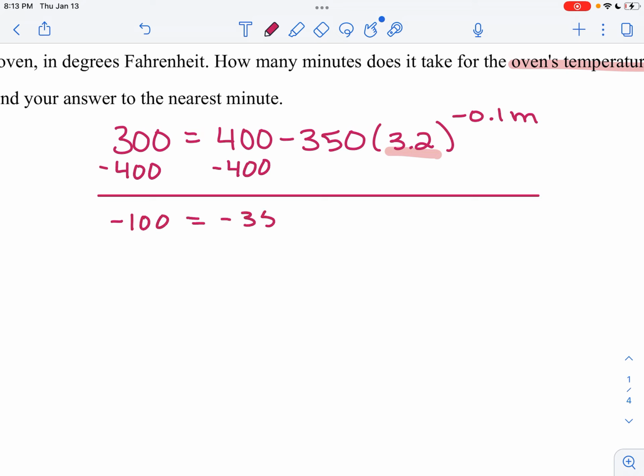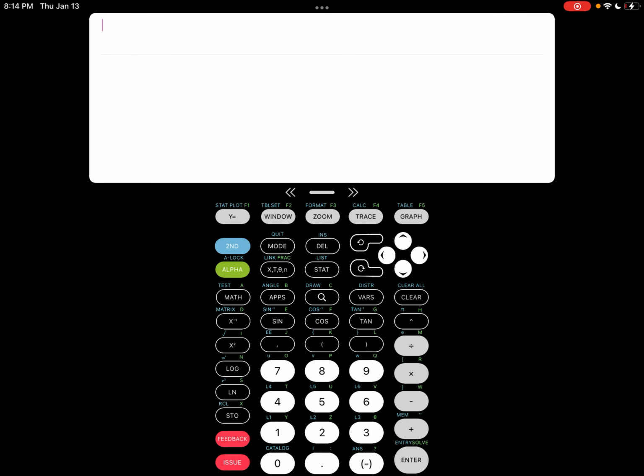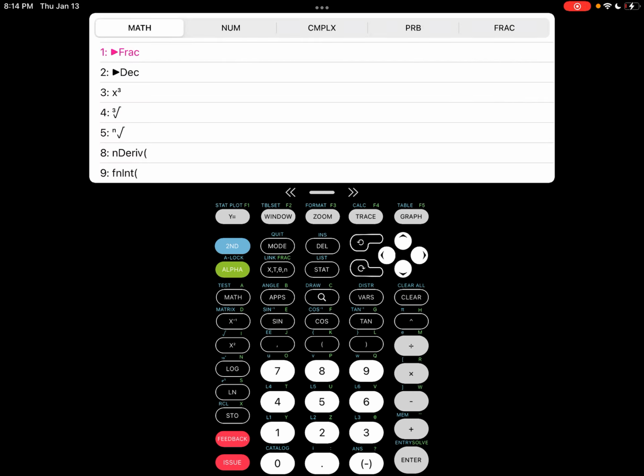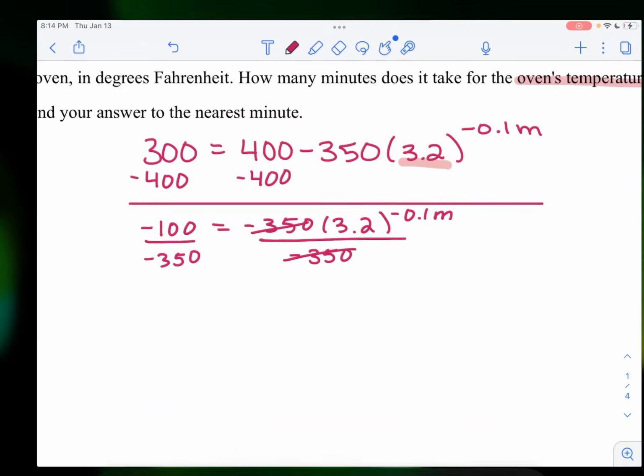The first step would need to be subtract the 400. And then I still have one more step before I've isolated my base of 3.2. Now I'll divide by the negative 350. Okay, so negative 100 divided by negative 350. If you want to, again, you could use the decimal. It's a nice simplified fraction of 2/7, so maybe I'll use that.